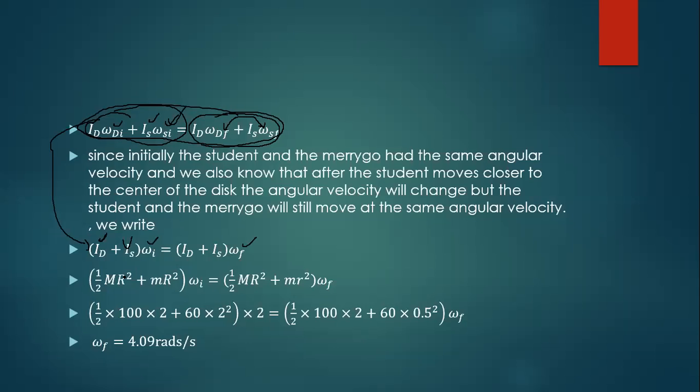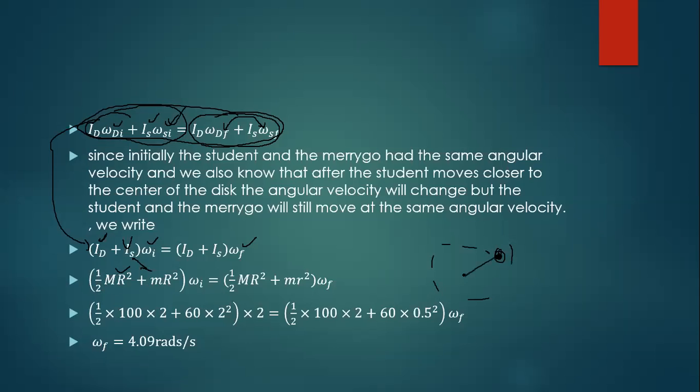Now, since the merry-go-round has been given in terms, they have said that the merry-go-round is like a disk. A disk, the moment of inertia for a disk is just 1/2 mr squared. But the moment of inertia for a student is not 1/2 mr squared because the student is just a point. It's not like their mass is distributed throughout the disk. They are just on one point.